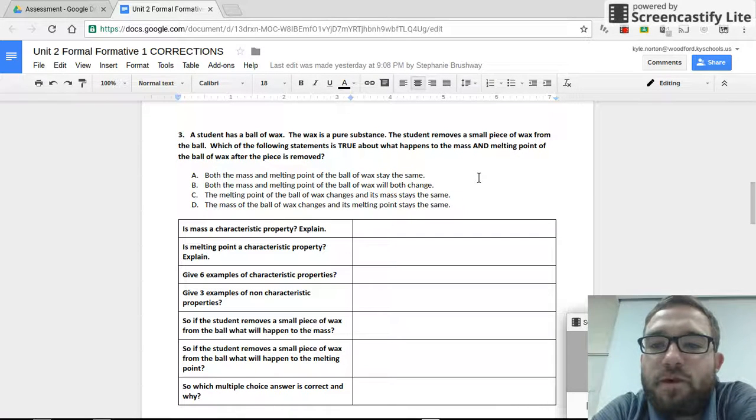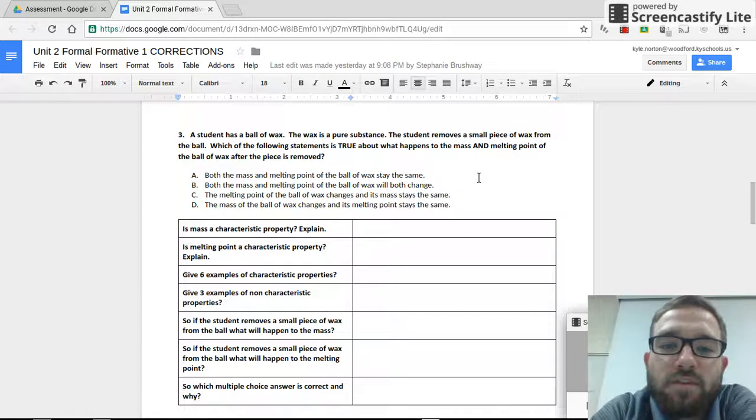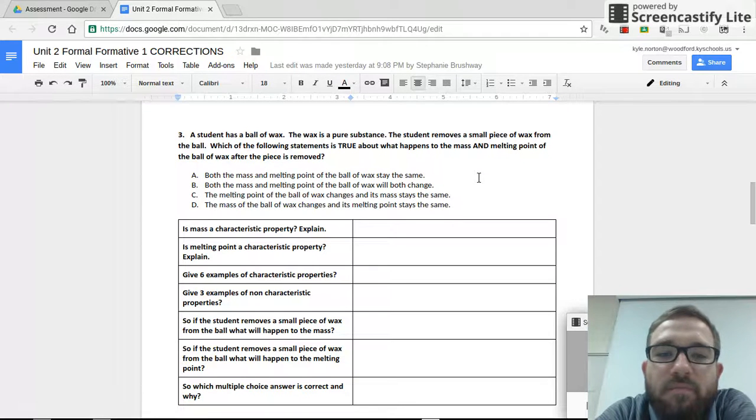The student removes a small piece of wax from the ball. Which of the following statements is true about what happens to the mass and melting point of the ball of wax after the piece is removed? A, both the mass and melting point of the ball of wax stay the same. B, both the mass and melting point of the ball of wax will both change. C, the melting point of the ball of wax changes and its mass stays the same. D, the mass of the ball of wax changes and its melting point stays the same.